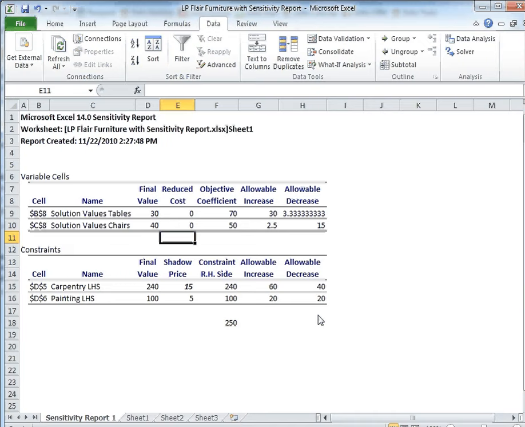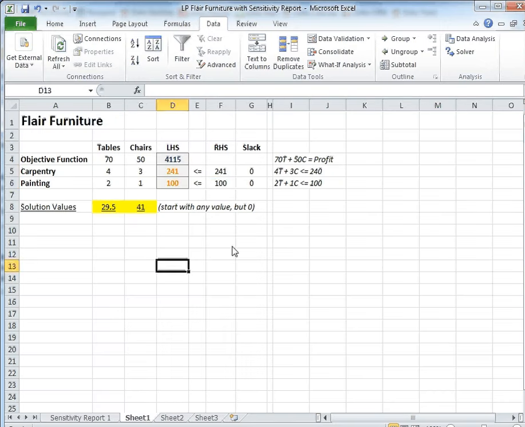A couple things to keep in mind. Make sure that you only use the sensitivity output for this range, which means you can go up as much as 60, meaning from 240 up to 300, and down as much as 40, meaning going from 240 all the way down to 200. So you can basically estimate your objective in the range of 200 to 300. Anything outside that range would require that you rerun Solver, go back to your original sheet, and update your parameters, so let's say 400 hours of carpentry and 300 hours of painting, which fall well outside the range of the sensitivity report.